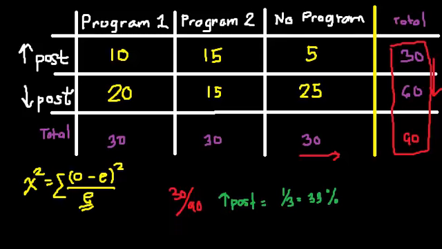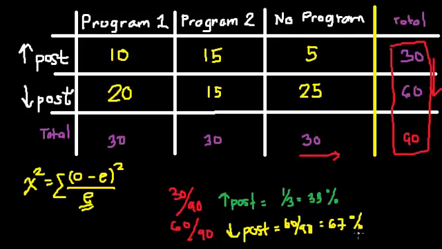And 60 out of 90 students did not have a higher, a lower post-test. So our expected percentage based on our analysis of the total is 60 over 90, which is equal to 67%. Alright, so we would use this percentage to get the expected value of each of the particular programs.